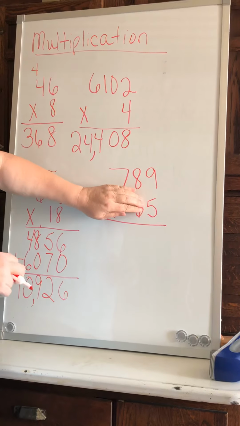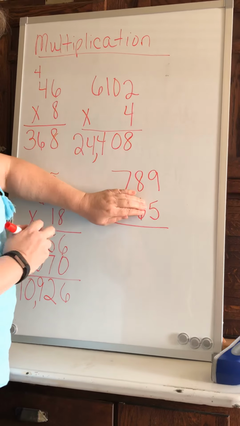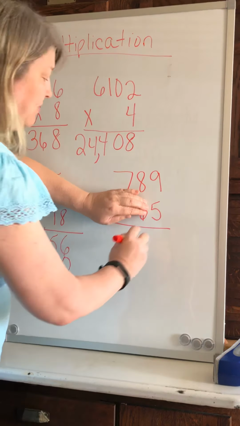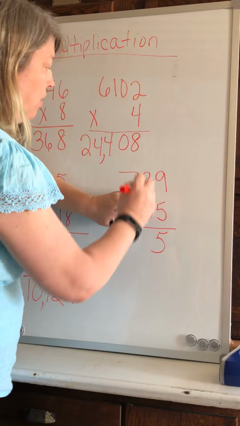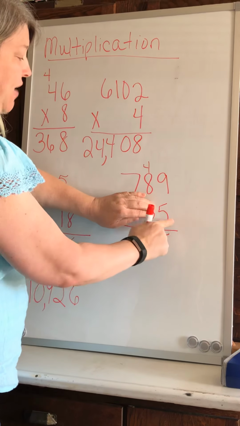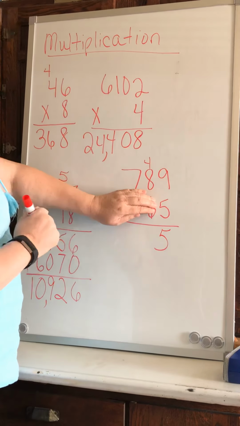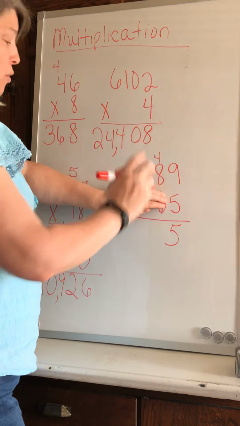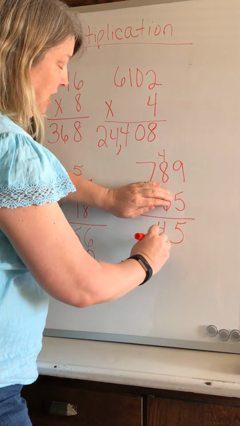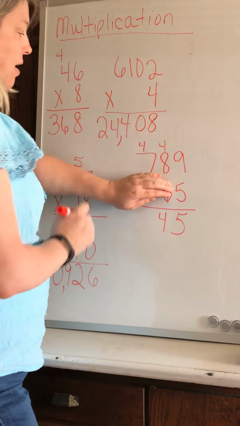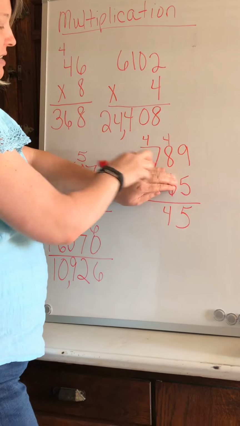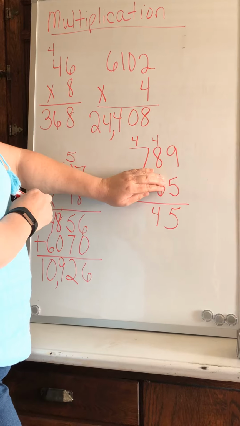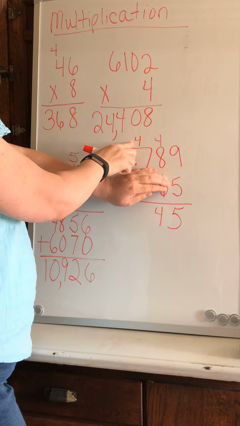All right, next, 789 times 65. So we'll start out with the 5. 5 times 9 is 45. So I'm going to put the 5 right here and carry the 4. 5 times 8 is 40. 40 plus 4 is 44. So put one of the 4s down here, carry the other 4. And then 5 times 7 is 35. Plus 4 makes 39.